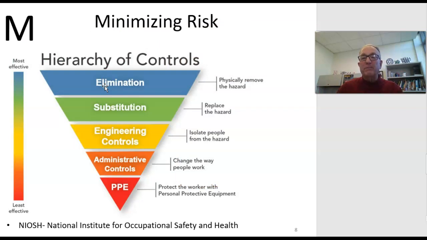So there are different ways of going about minimizing risk, and there's a hierarchy of controls. The best way to minimize the risk is to eliminate the hazard, to physically remove it. If we can't do that, we substitute. We replace the hazard, maybe with a less toxic reagent. There are engineering controls that we can use that isolate people from the hazard. The glass panels in the exhaust hood would be an example of that. And there are administrative controls, changing the way that people work, getting them better training.